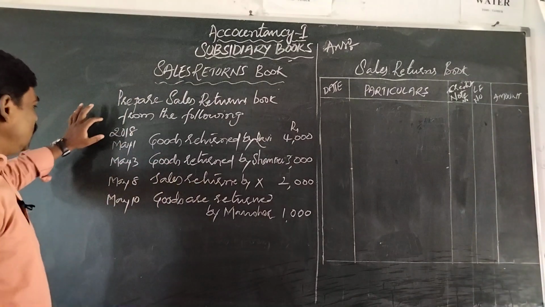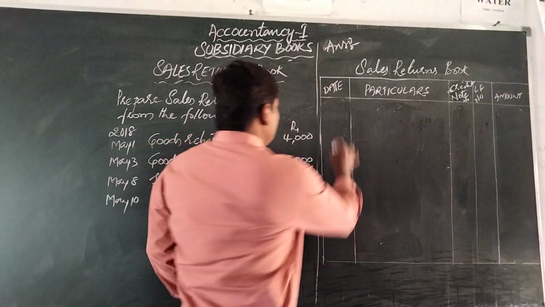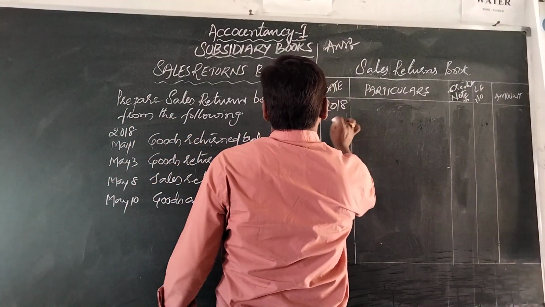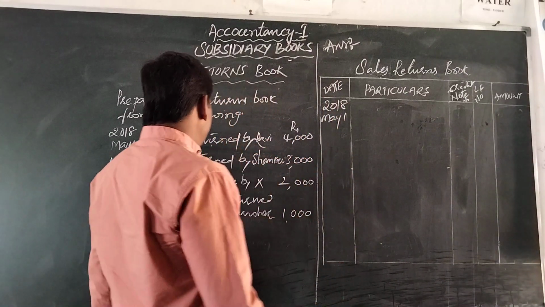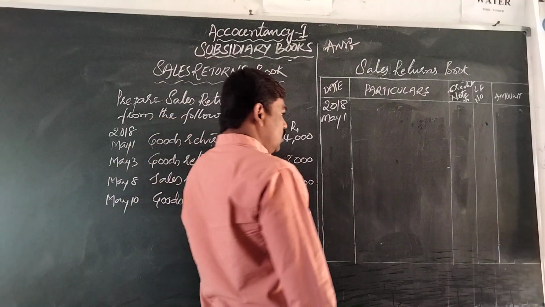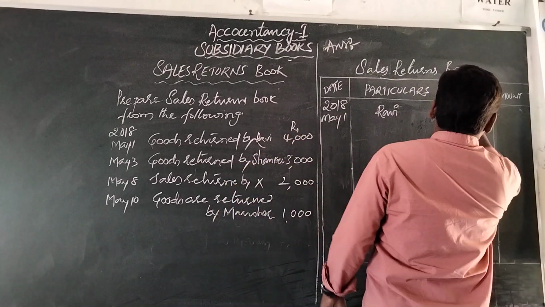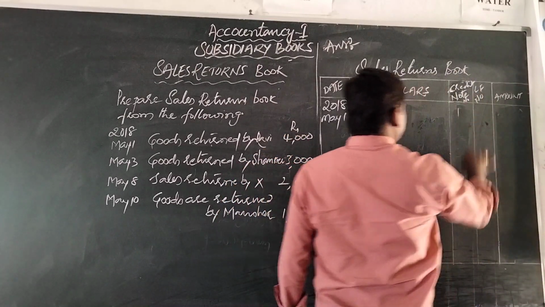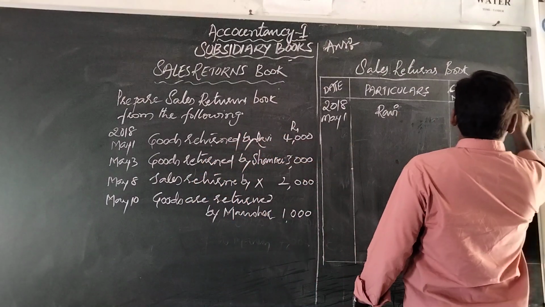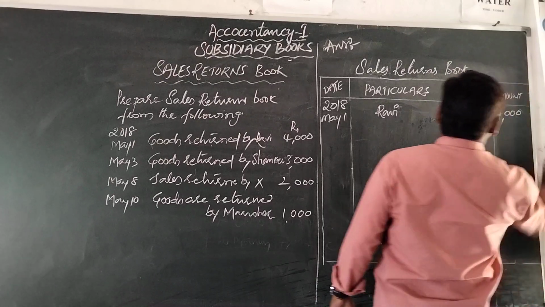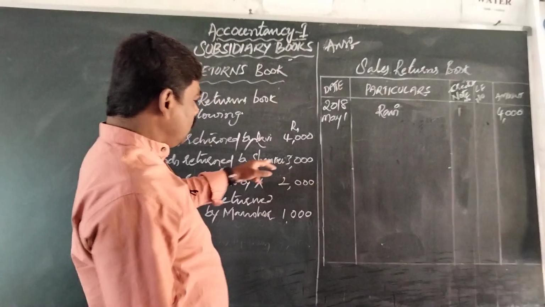First transaction, on May 1st 2018, goods returned by Ravi. In the date column you write the year, month and date, May 1st, and simply write the name of the person who returned the goods, that is Mr. Ravi. Here for the credit note number you can give an imaginary number, that is 1, or assume number 1, and amount here 4,000.